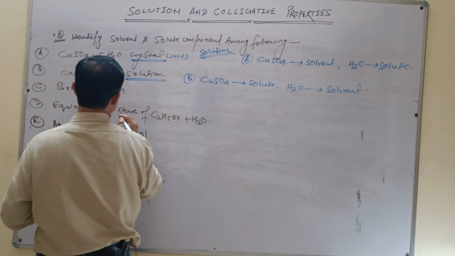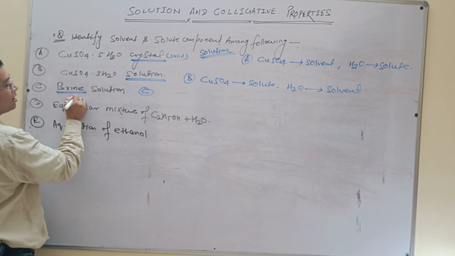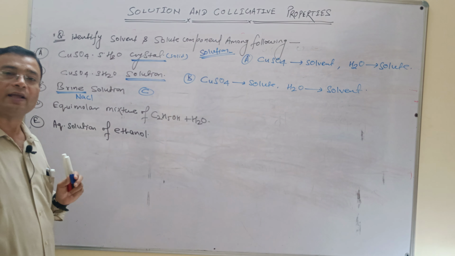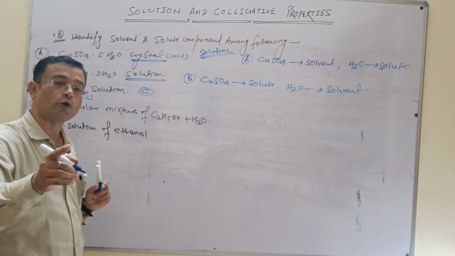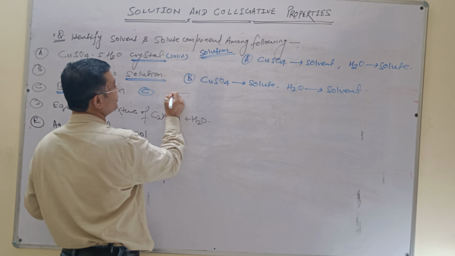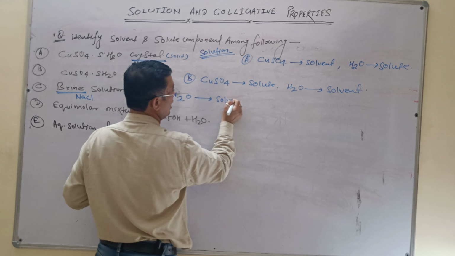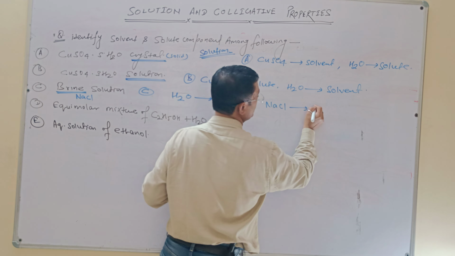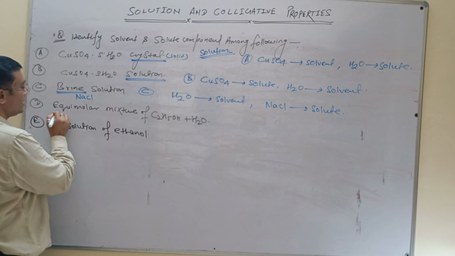Now for the third question, a very simple question. This is called the brine solution. What is the meaning of brine solution? That is called the NaCl solution, NaCl dissolved in water. I have already told you, if the term solution or mixture is given in a question, then the solvent component is water. So here, water is the solvent and brine, that is sodium chloride, is called the solute.